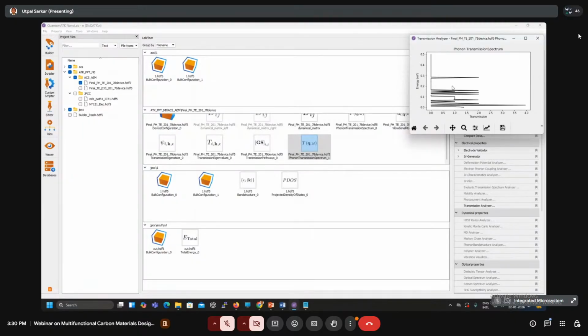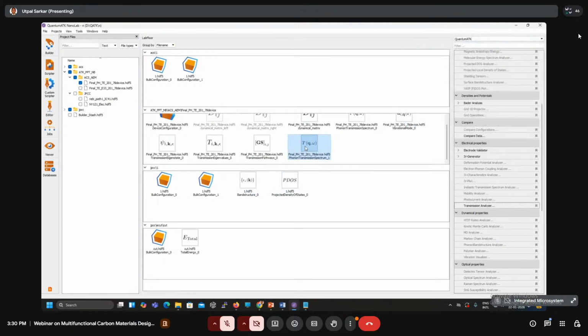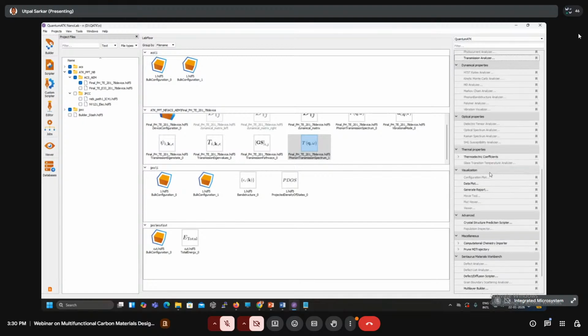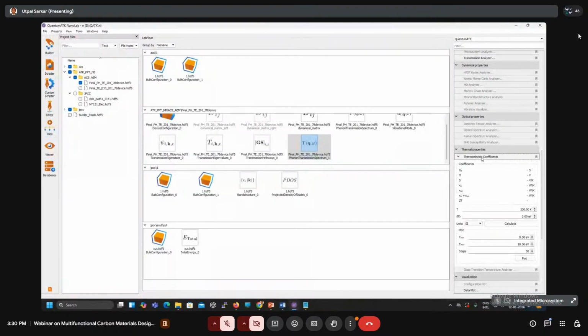Which is a time consuming calculation, and after the transmission we can calculate the thermoelectric coefficients like Seebeck coefficients. So for calculating Seebeck coefficients and other thermoelectric properties, we have to select the transmission. Then in the right part of the VNL, there is an option for thermoelectric coefficients. Then we have to select the thermoelectric coefficients.